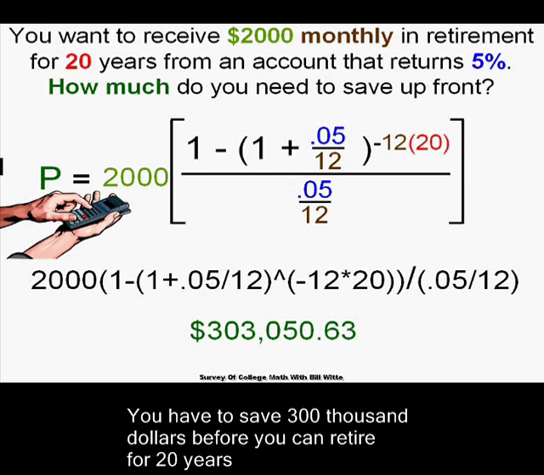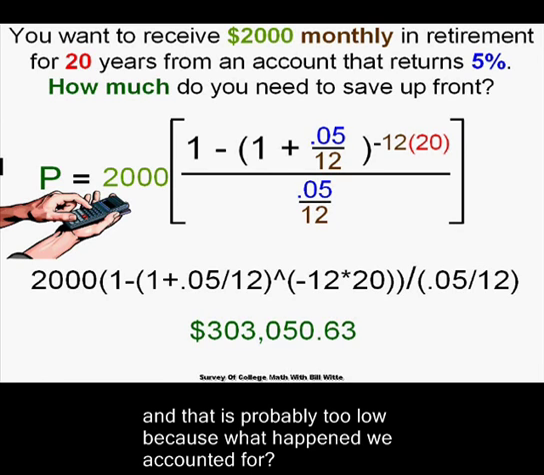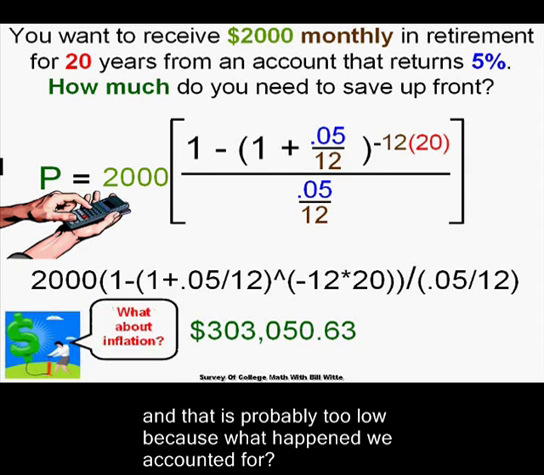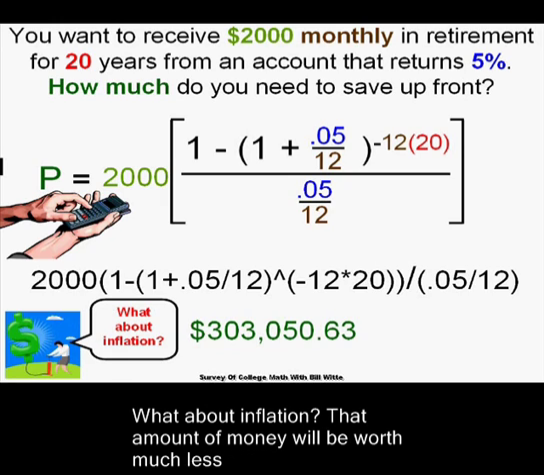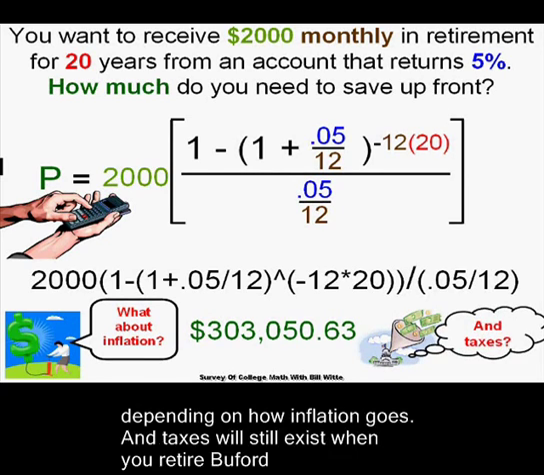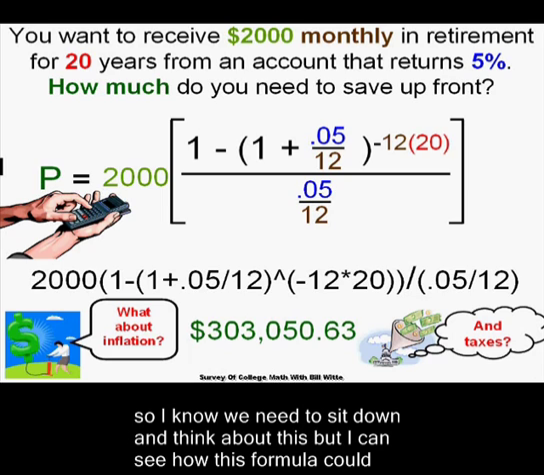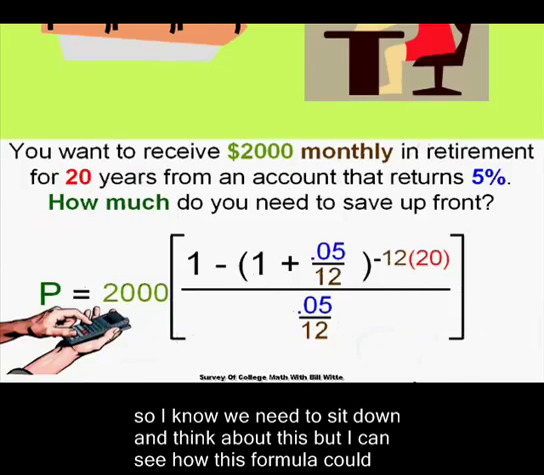And you know, you have to save $300-something thousand before you can retire for 20 years. And that is probably too low. Because what haven't we accounted for? What about inflation? That amount of money is going to be worth much less, depending on how inflation goes. Ay, caramba! And taxes will still exist when you retire, Buford, so I don't know. We need to sit down and think about this, but you can see how this formula could certainly be integral to helping us do that.